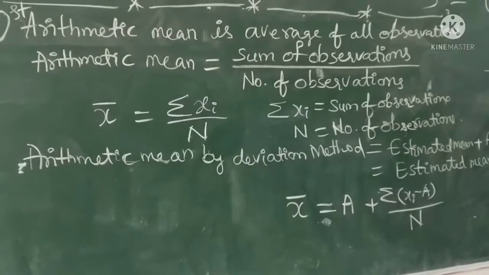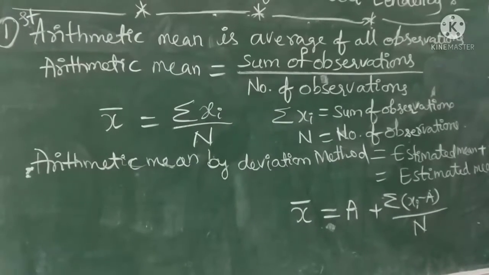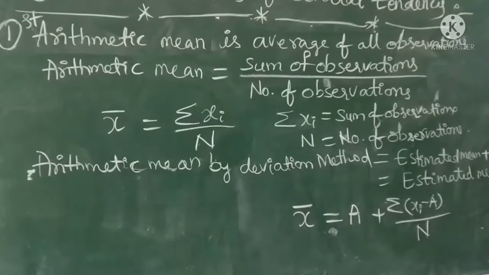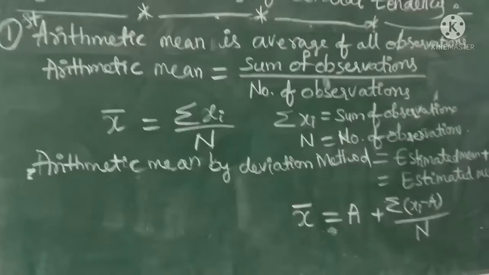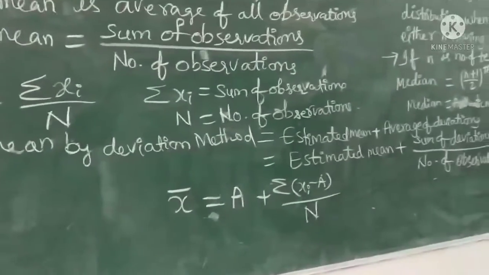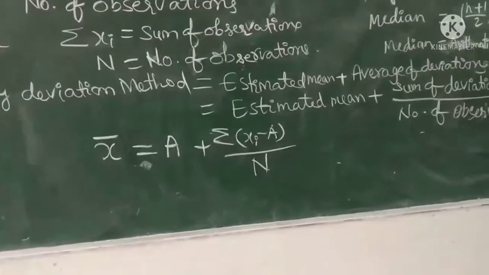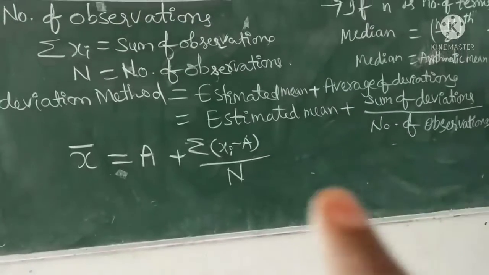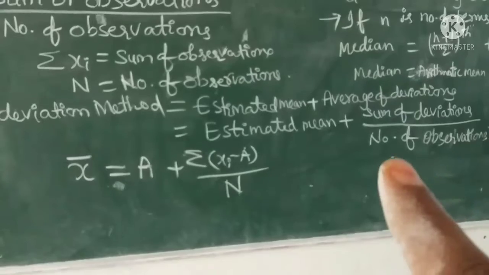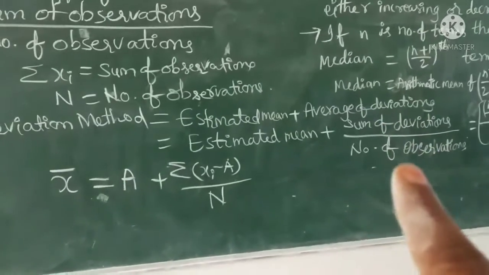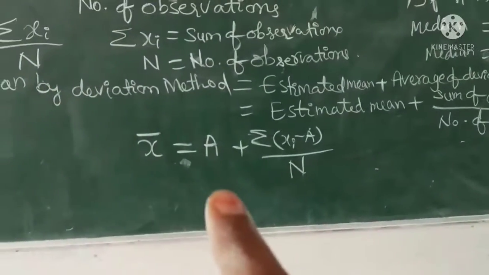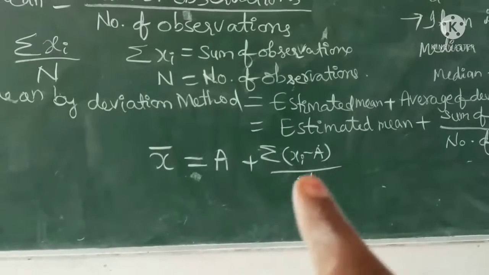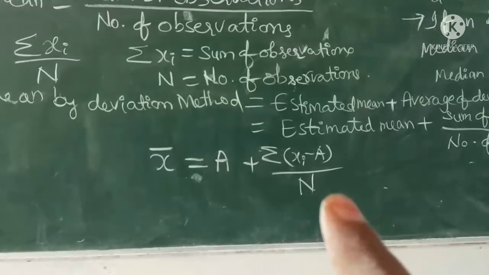Arithmetic mean by deviation method. There are 2 methods to find mean. First, the general usual method is x bar is equal to sigma xi by n. Arithmetic mean by deviation method is assumed mean plus the average of the deviations, that is, assumed mean plus sum of deviations by number of deviations. Here x bar is equal to a plus sigma xi minus a by n. Here xi minus a is nothing but the deviation.